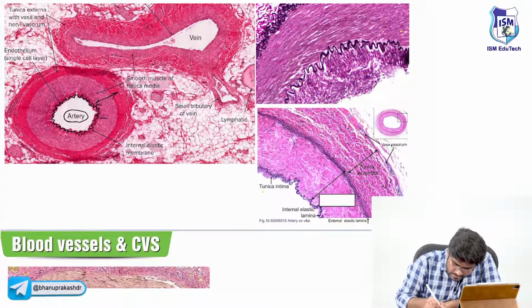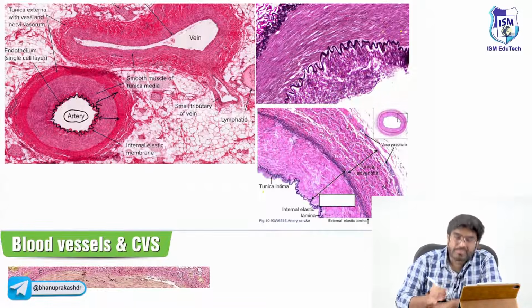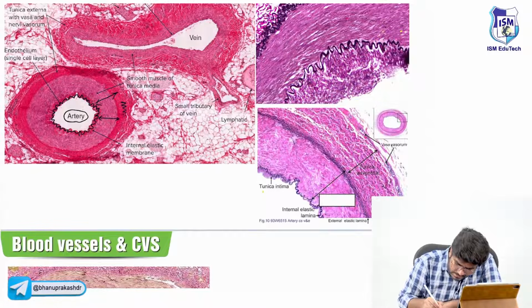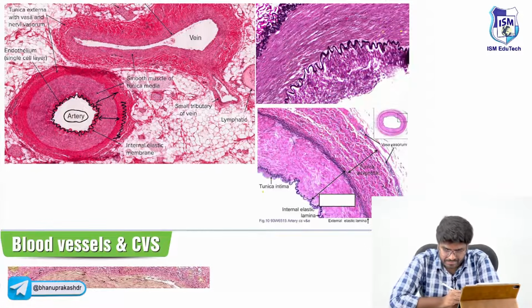Now after that, the muscle layer which I am highlighting here is called the tunica media. Tunica media is made up of smooth muscles. And the last layer is the tunica adventitia, the adventitial layer. So how many layers are there in the blood vessel? There are 3 layers: tunica intima, tunica media and tunica adventitia. Same with the veins also.